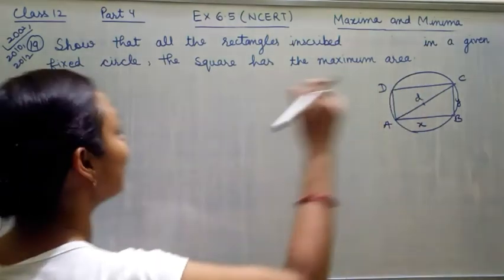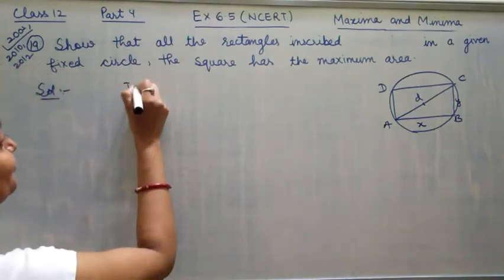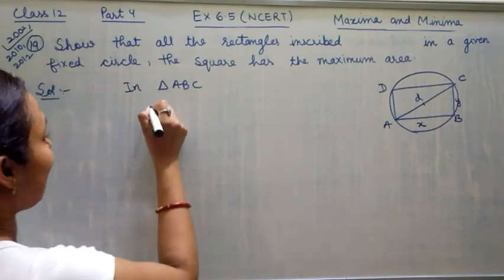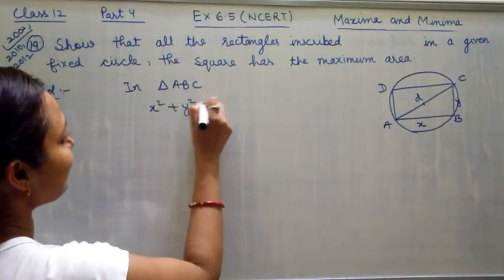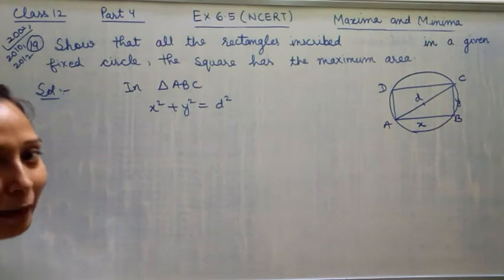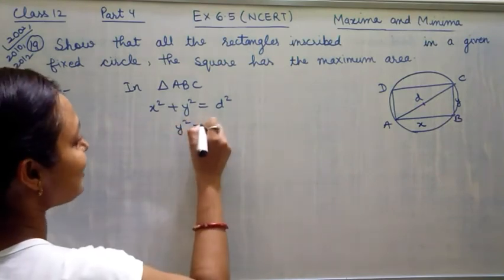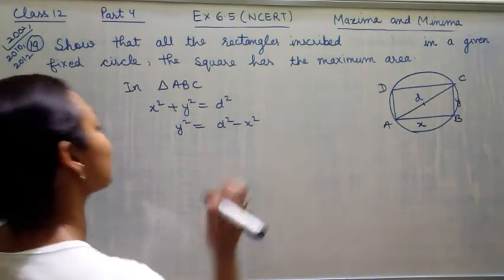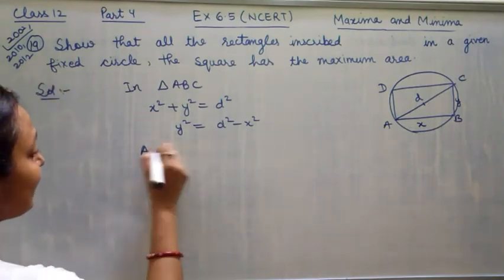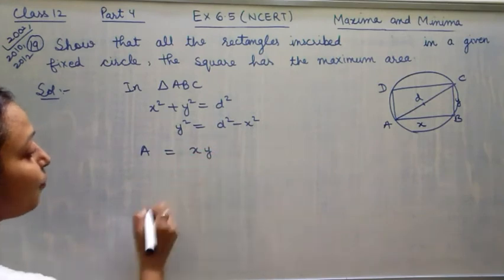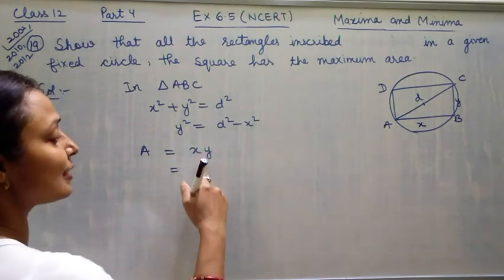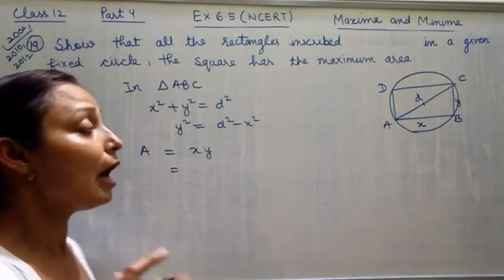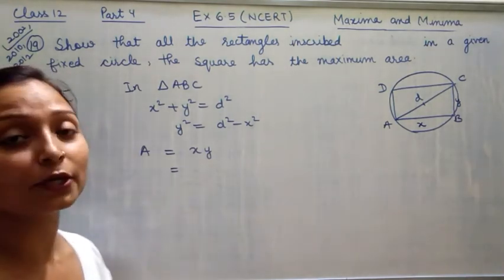Okay, by using the given quantities in triangle ABC, x square plus y square is equal to d square. By using Pythagoras, y square is equal to d square minus x square. Right? Now I will put the values in the area. Area is equal to length into breadth. So I want to change this y by using this, but I should not convert it into the under root.